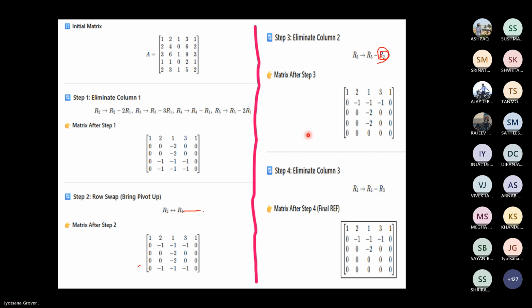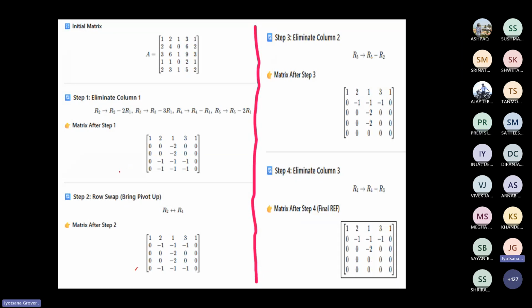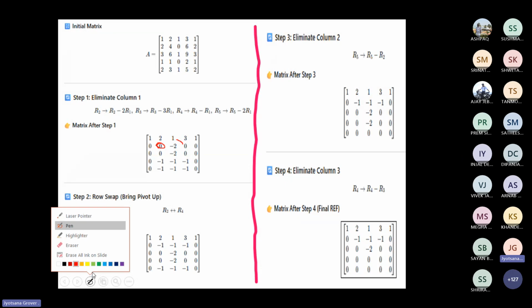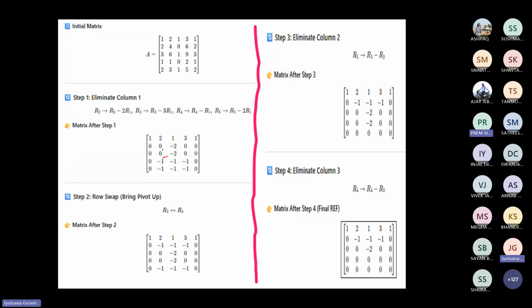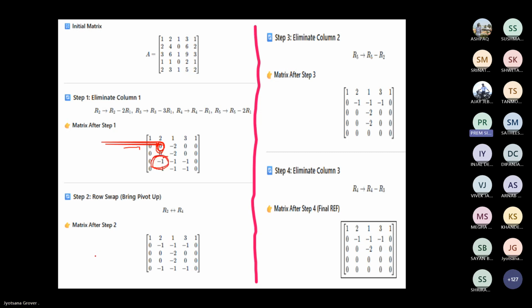Ma'am, one question I have. When the leading character is 0, we can't interchange R2 with R3? No. The leading character cannot be 0, because the leading character is the first non-zero number in that row. So we want the leading entry to be here, and that's why we are swapping it with some row which has its leading entry in column 2. Okay. Thank you.